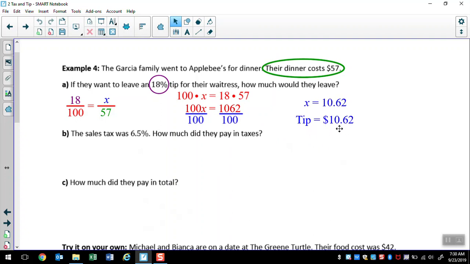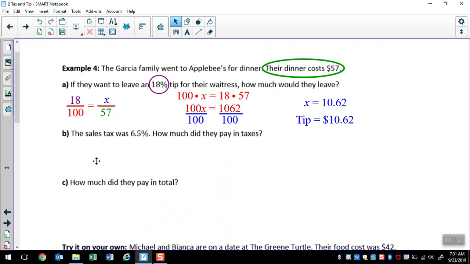So we found tip. Now we're going to deal with the sales tax, which was 6.5%. How much do they pay in taxes? Here's what we have to remember. Our sales tax and our tip are two separate things, and they're both based off of the subtotal. They're both based off the $57. So we're going to use that 57 again down here.